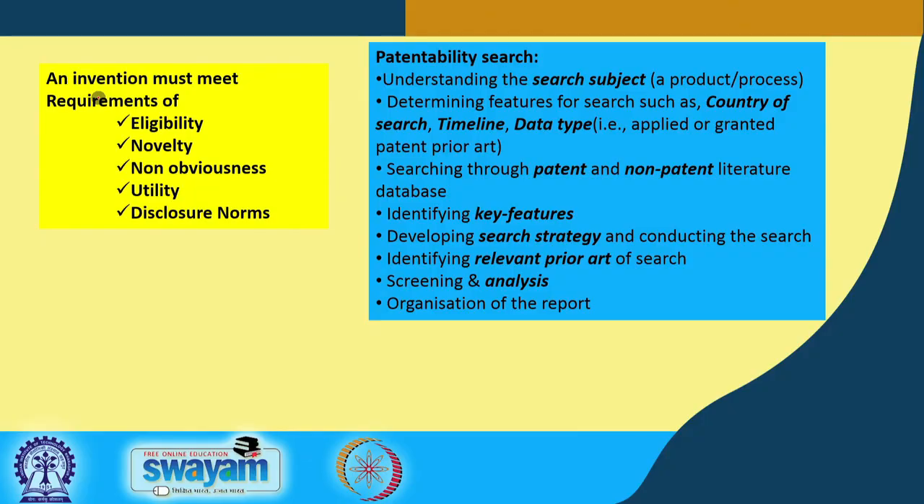So, the key summary points coming out of patentability search are: understanding the search subject is very important, whether the search subject is a product or a process. Determining features of the search subject is also important. Understanding the fields in which the search should be done, in terms of the country of search, timeline and the data type. Searching through patents is relevant, and non-patent literature is also as relevant in relation to the analysis. Developing a good search strategy is important to conduct the search. Assembling the relevant prior art in relation to an invention is fundamental to a closer assessment of the novelty and the non-obviousness of a particular invention.